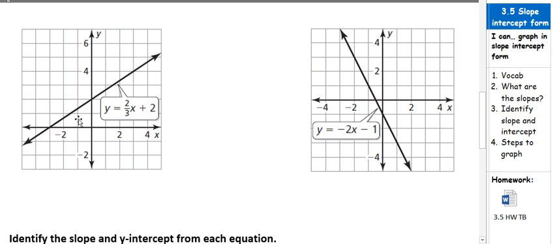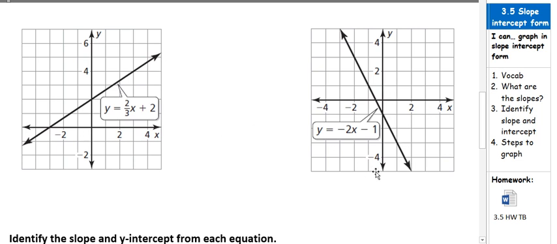It's a 2, right? 1, 2. This is where it crosses the y-axis. This is my first point. It's always going to cross at 2. Rise over run. Rise 2, 1, 2, run 3, 1, 2, 3. I'm right in line with my point. It's right on my line.